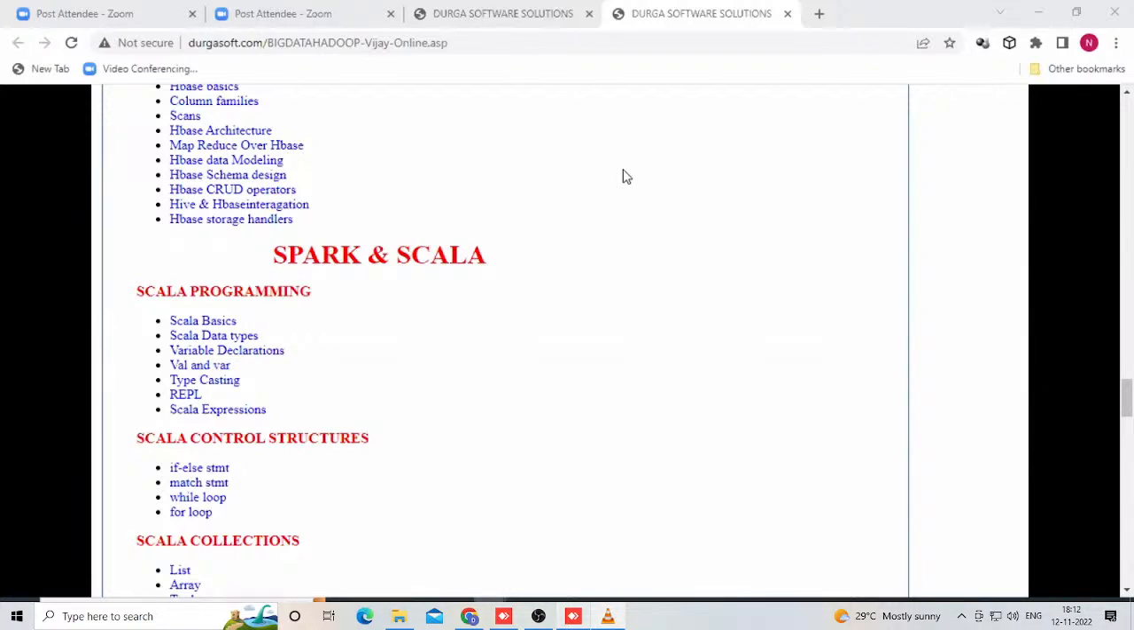Spark is meant for processing, while Hadoop can perform both storage and processing, meaning huge data storage and processing. Okay. Yeah, any more queries you have got?